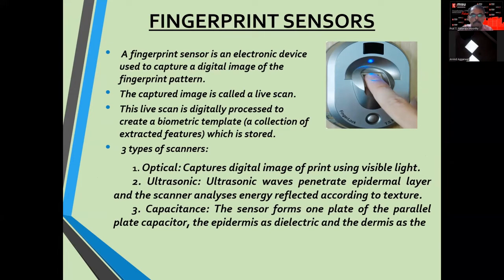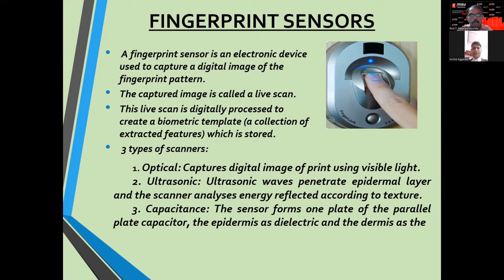A fingerprint sensor is an electronic device used to capture a digital image of the fingerprint pattern. The captured image is called a live scan. This live scan is digitally processed to create a biometric template, which is stored. There are three types of scanners.